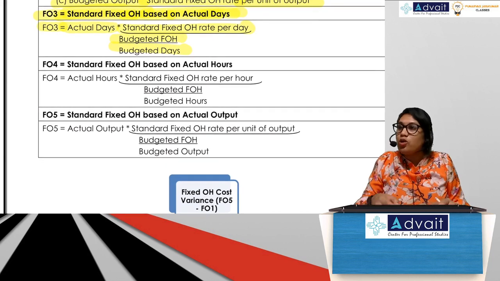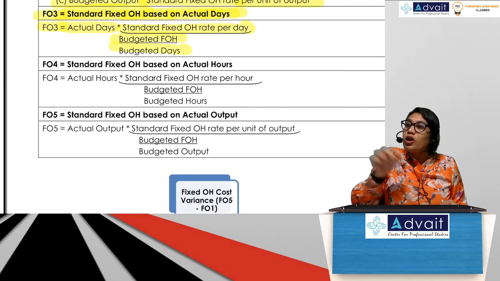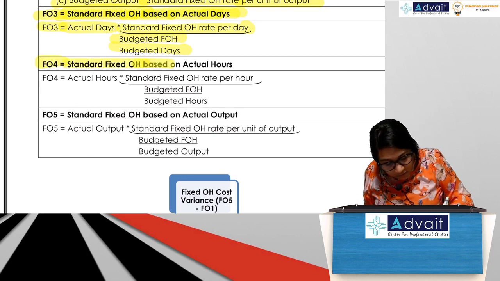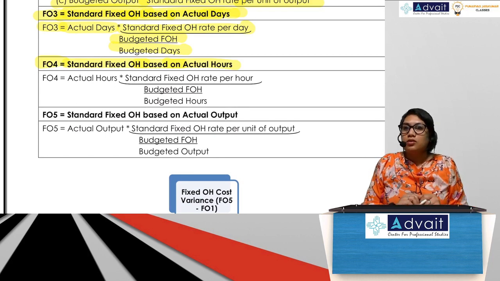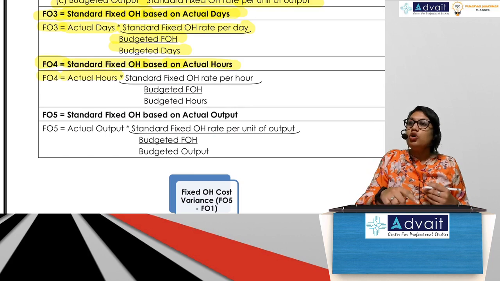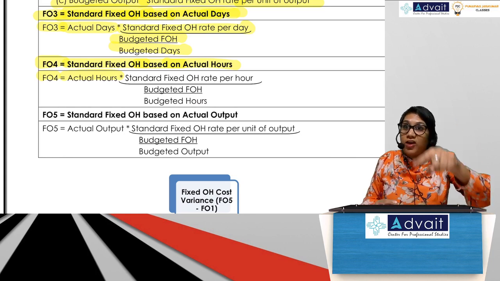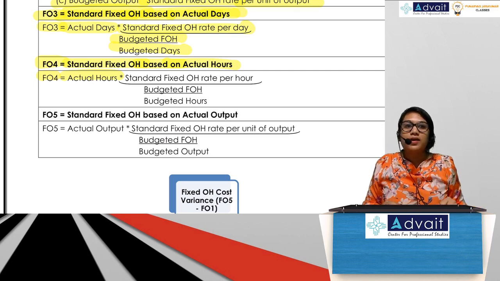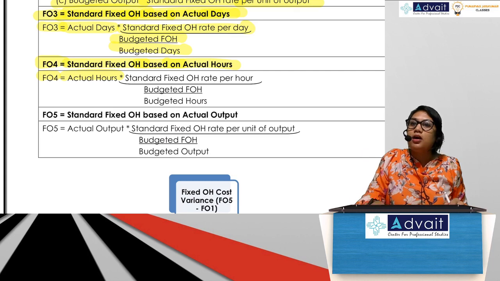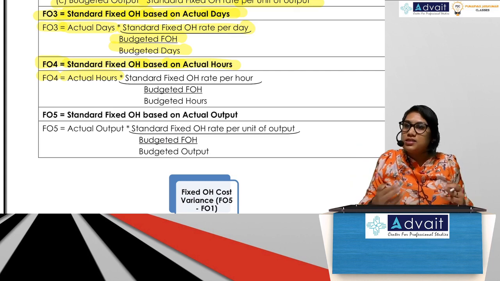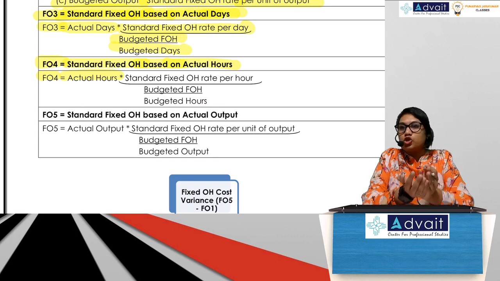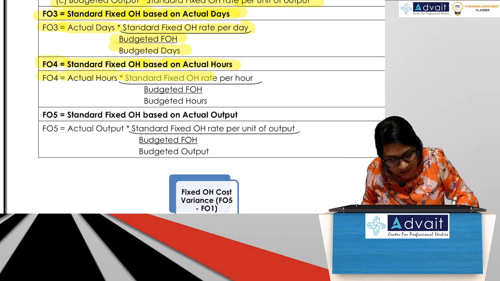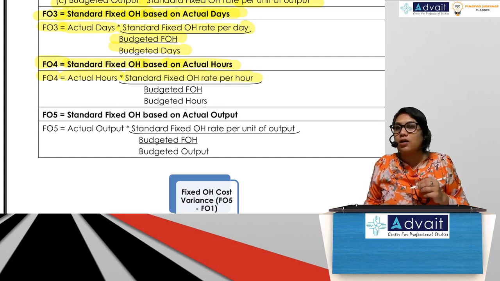So just like the way you calculated for days, now you will calculate for hours and units. So FO4 is standard fixed overhead rate based on actual hours. So this is actual hours into, now what? Standard fixed overhead rate per hour. Because you are multiplying hours. Yes or no? So how do you calculate standard fixed overhead rate per hour? Same. Total budgeted fixed overhead divided by budgeted hours. You will get your standard fixed overhead rate per hour. Is it okay?